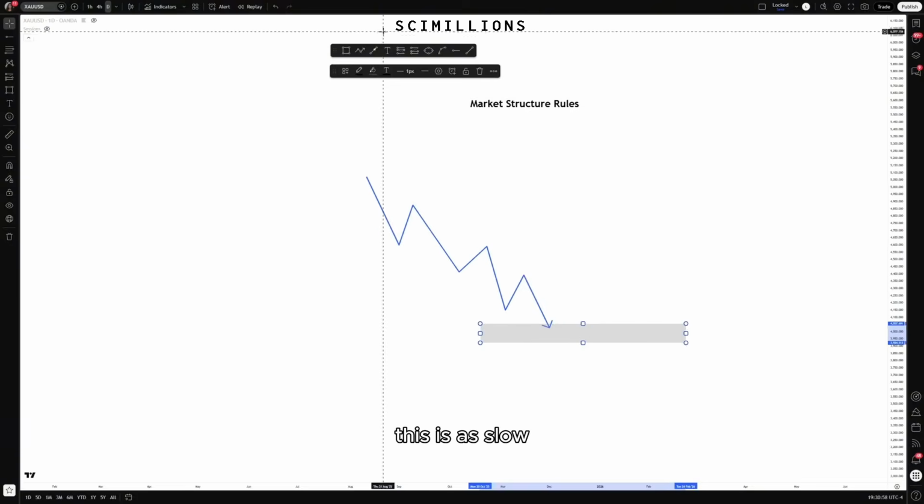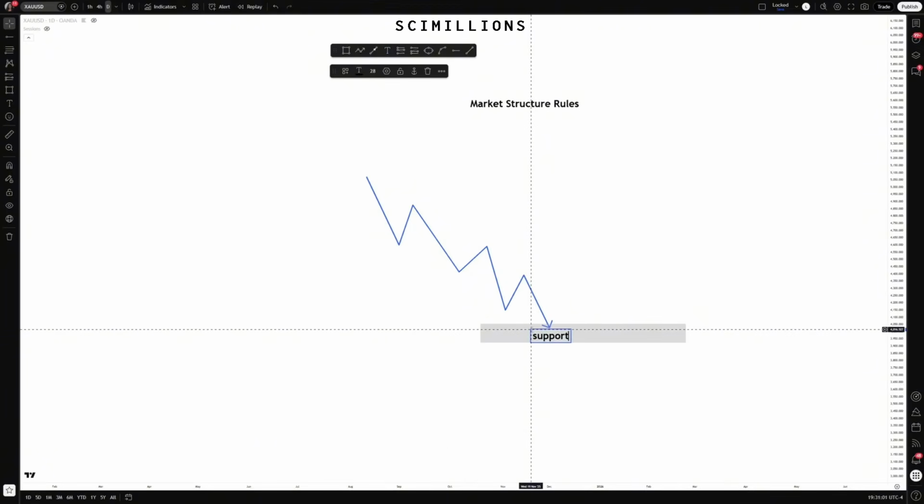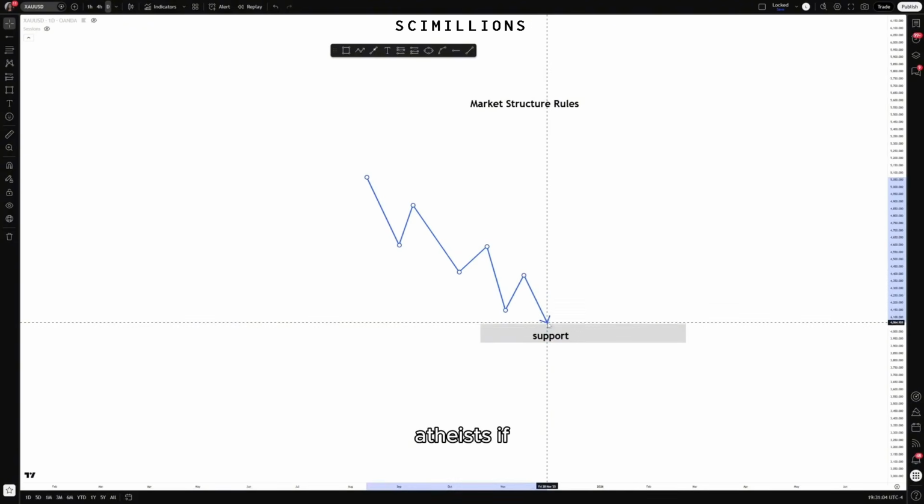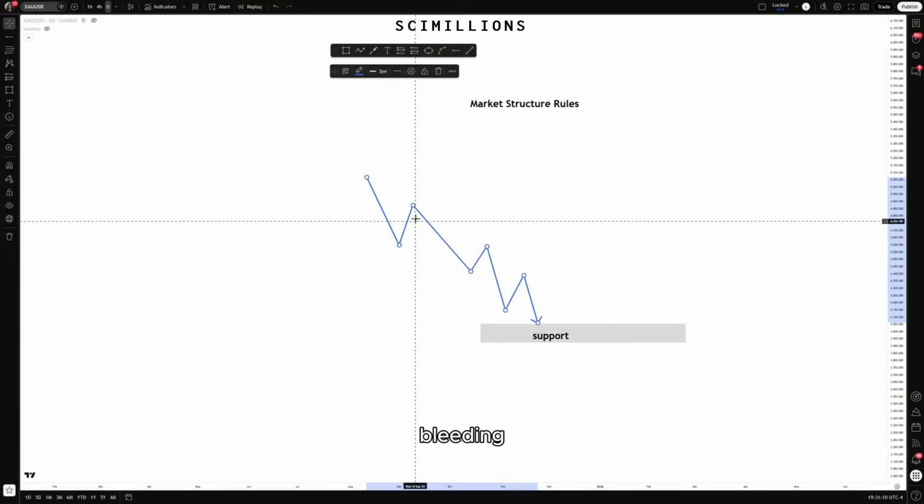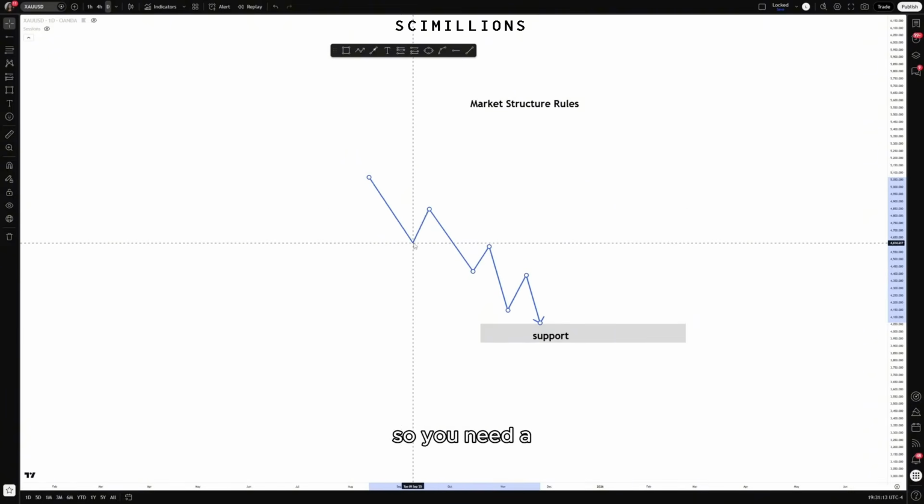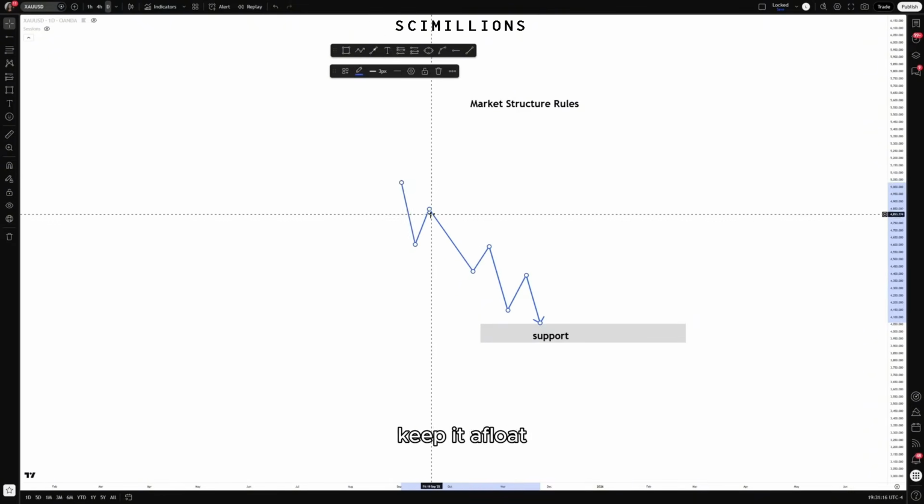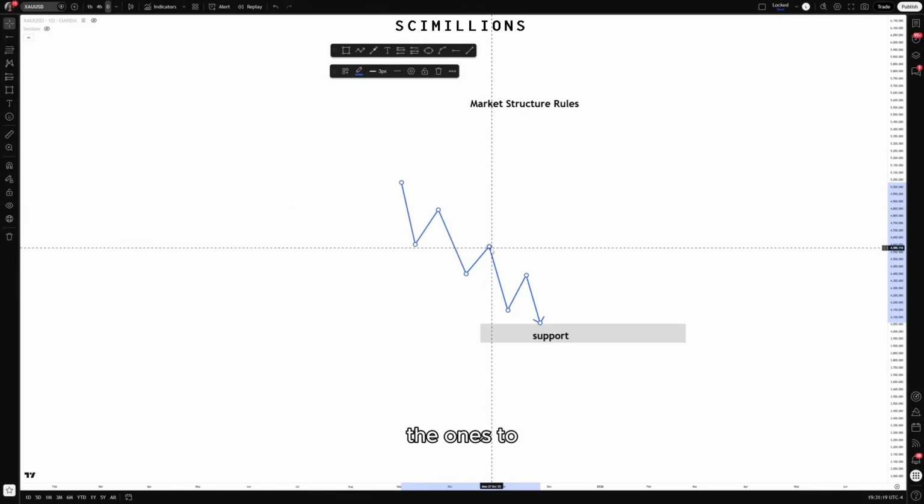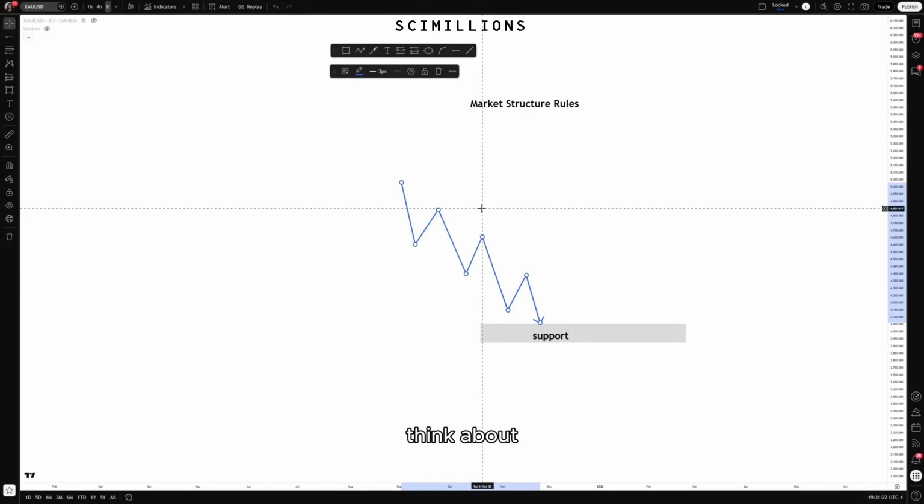Have you ever seen a support? This is as low as it can go, support. This is the support line. Like there's no other hope after this. If it keeps selling, it's just going to keep bleeding. So think about it like that. Whenever you think of selling, think of blood. Bleeding is bleeding. Nothing's good. So you need a support line. You need a doctor. You need something to keep it afloat, right? And buyers are going to be the ones to keep it afloat. Remember, let's think about a business, right?